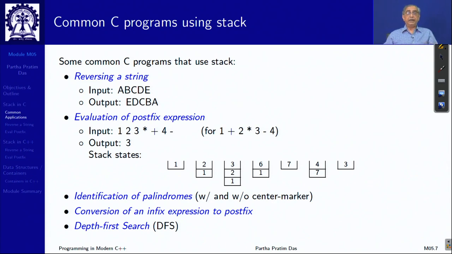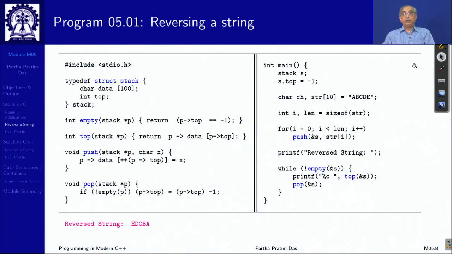It can be used to identify palindromes. Palindromes are words which read the same from both sides, like Malayalam is a palindrome. You read it from left to right, you read it from right to left, it reads the same. So, this detection can be done by a stack. You can, as I said, convert infix to postfix, you can do depth first search, so many different things, post order traversal, all of these things require a stack, highly useful. Okay. So, let us try to recapitulate writing a stack in C.